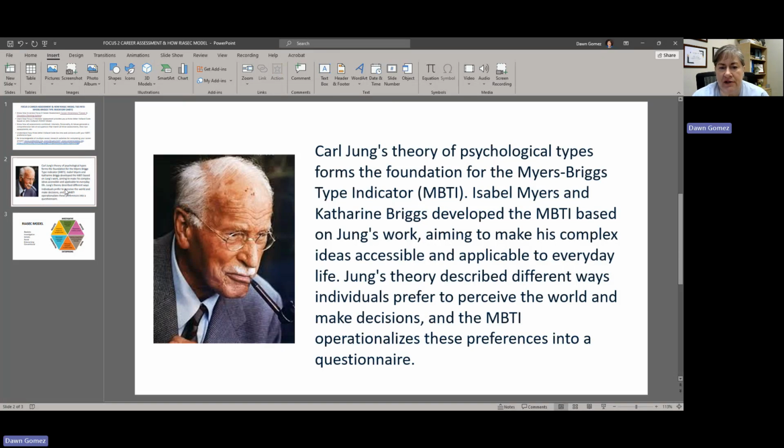So Myers-Briggs is based upon Carl Jung's theory of psychological types. That's what forms the foundation. Mother-daughter team Isabel Myers, who was the daughter, and Katharine Briggs, who was the mother, developed the MBTI based on Jung's work, aiming to make his complex ideas accessible and applicable to everyday life. Jung's theory described different ways individuals prefer to perceive the world and make decisions, and the Myers-Briggs Type Indicator operationalized these preferences into a questionnaire.